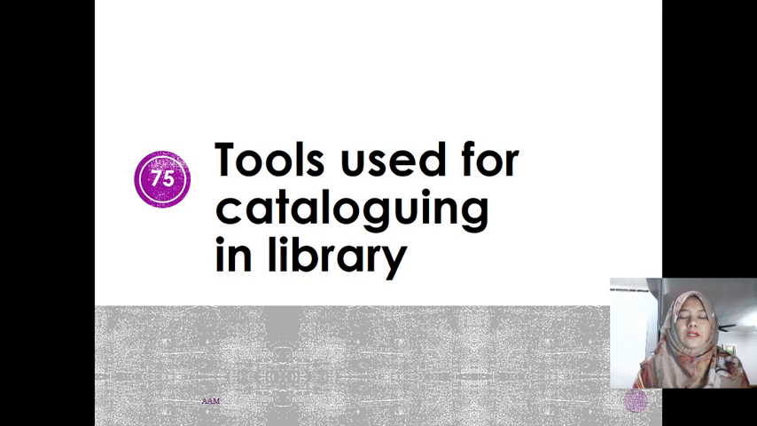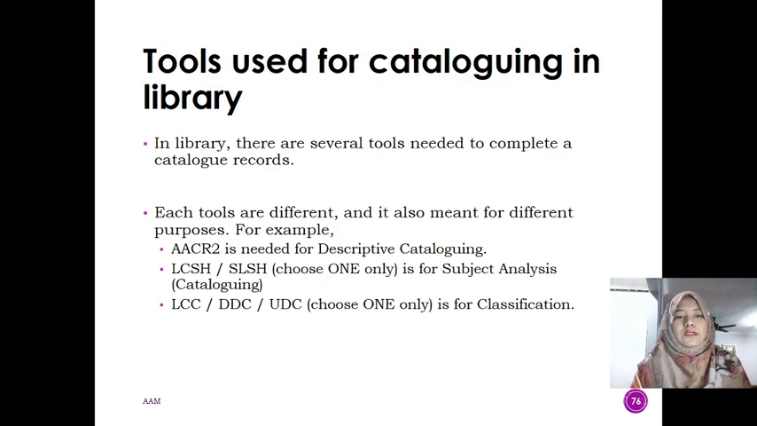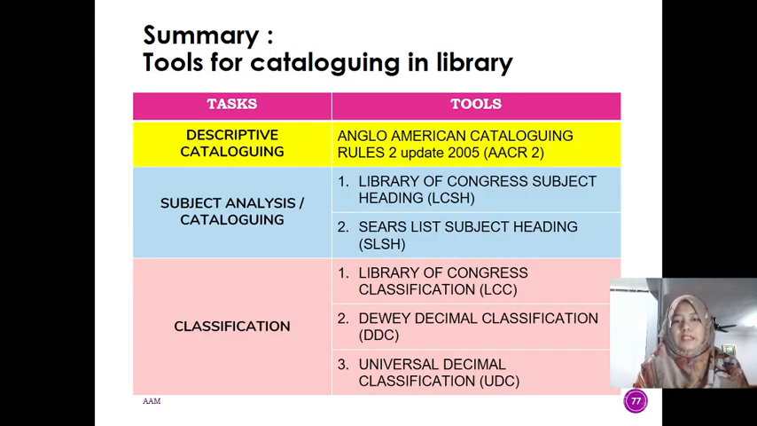Okay, tools used for cataloging in the library. In the library there are several tools needed to complete catalog records. Each tool is different and is meant for different purposes. For example, AACR2 is needed for cataloging. LCSH or Sears List of Subject Headings, choose one only, is for subject analysis, and LCC, DDC, UDC, choose one only, is for classification. So I'm pretty sure you are quite familiar with these terms because you should have done your individual assignment regarding this topic. So this is the summary for the tools.